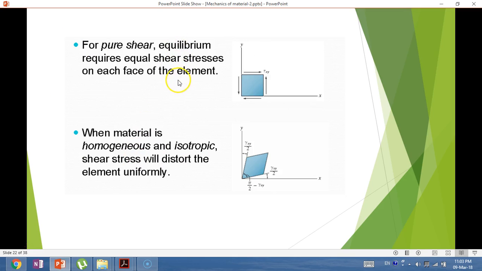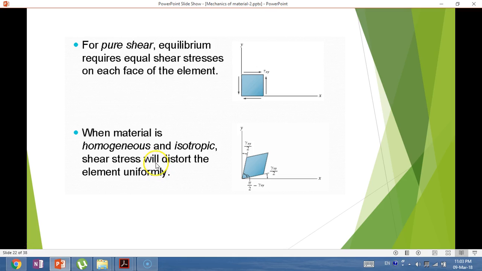For pure shear, as we can see, tau xy, when there is a shear here coming up, there is an opposite one, but this will cause a rotational moment. So two other sides are created in order to keep this element in balance.